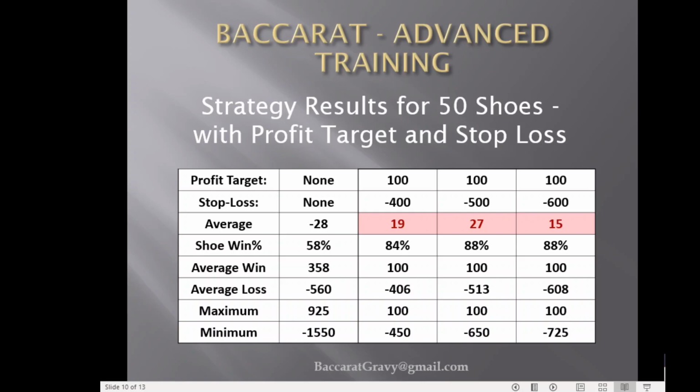Using a profit target and stop loss will generally increase the average result on the shoe while increasing the win percentage. There are some systems that this is not the case, but you always need to make sure that you are testing enough shoes to draw conclusions. I can help with that. That's why automation is important. Automation allows testing of hundreds of shoes in a short amount of time.